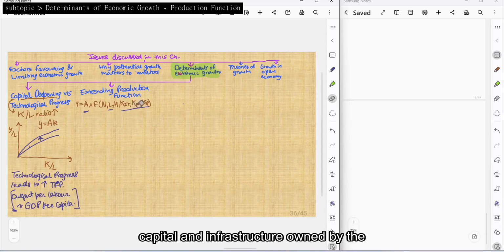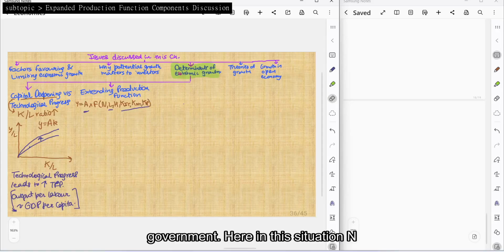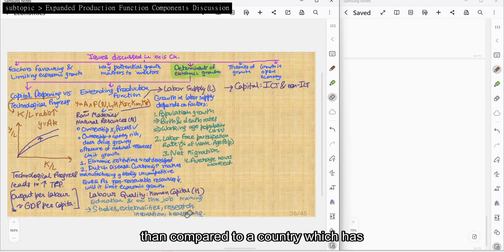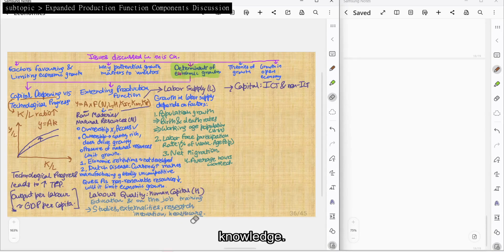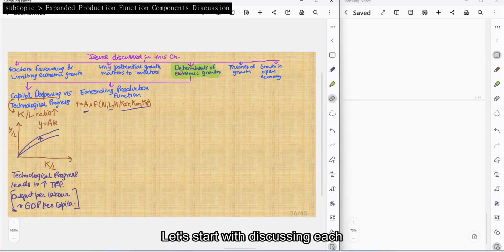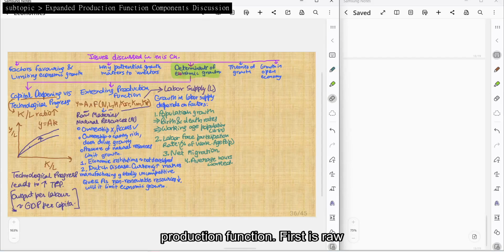This is the capital and infrastructure owned by the government. Here in this equation, N stands for natural resources, or you could say raw materials. A country with a healthy workforce free from diseases tends to perform better than a country which has invested less in healthcare. And A stands for technological knowledge. Let's start with discussing each individual component of the expanded production function.